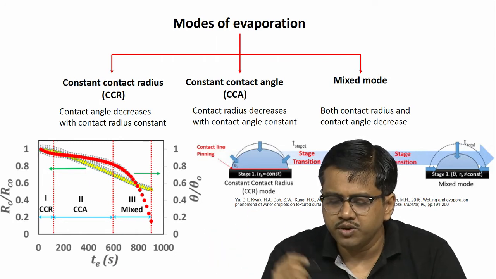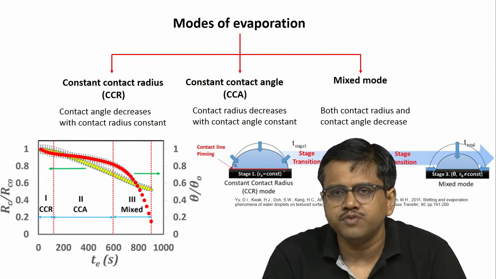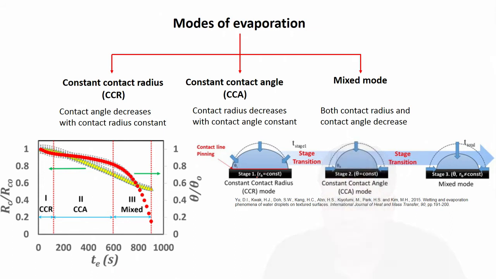Similarly, when you place a droplet on a platform, that means on a substrate like this, it will undergo evaporation, which is quite natural. Now, it can undergo evaporation in a variety of ways. You can lose the same mass, but in a variety of ways. One of the first ways is what we call the constant contact radius or CCR mode.